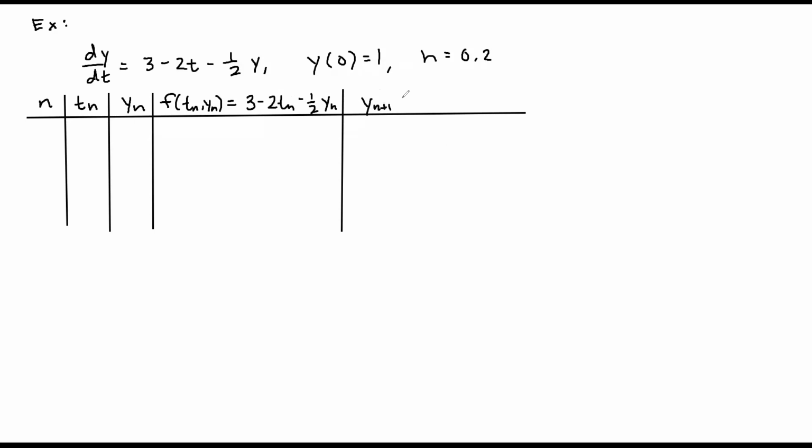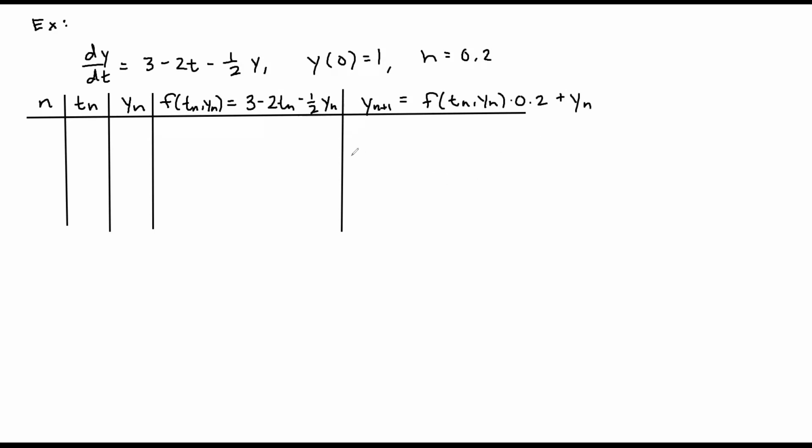And then this column is where we're going to put our formula that we had from the previous page. So y sub n plus 1 equals f of t sub n comma y sub n times h, which is 0.2 in this case, plus y sub n. All right, and that looks good.